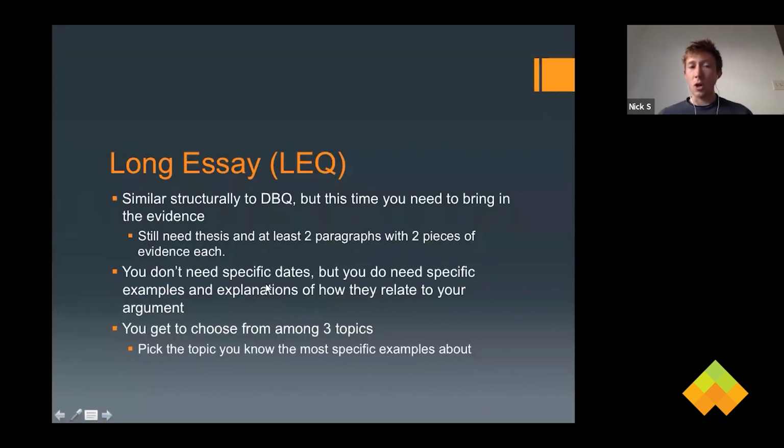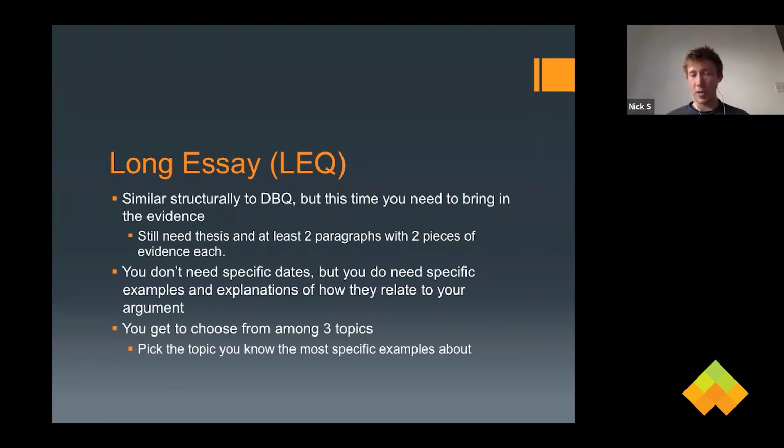Okay, cool. So, the long essay question. I'm going to be brief on this one because I want to be sure we get some time to answer your questions. Long essay is structurally very similar to a DBQ. You just don't get any evidence to bring in. You do get to choose from 3 topics.